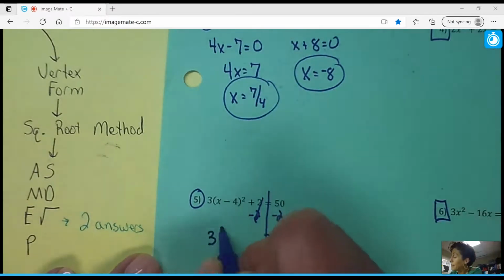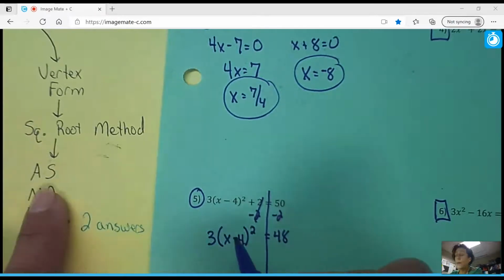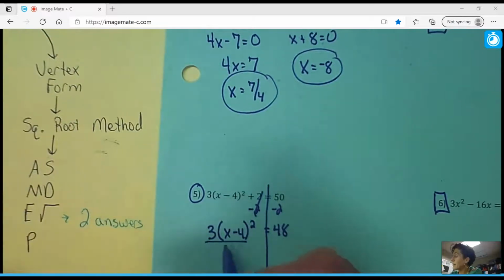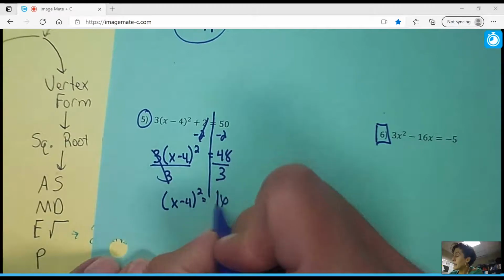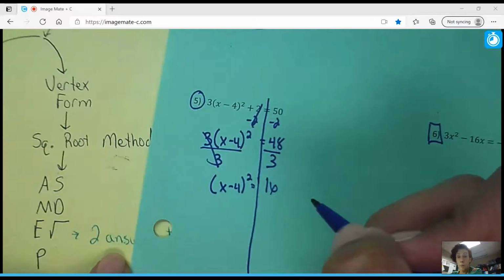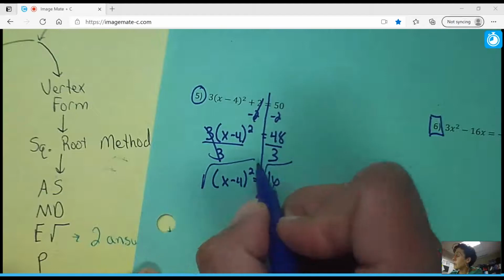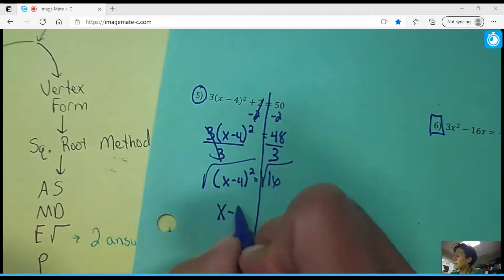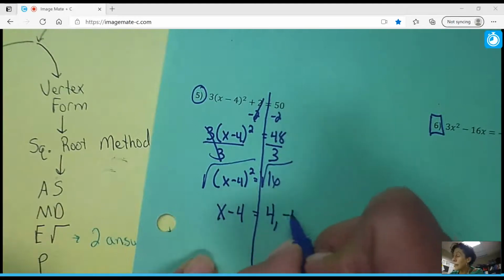And then I have the 3 with the rest. And this was 3 times x minus 4 squared, so I'll move that by multiplying by dividing. So I'm still left with x minus 4 squared here, and then 48 divided by 3 is 16. And now I'll get to my exponent, which remember that's where I'm going to get my two answers. So to get rid of the squared, I square root, the square root and the squared cancel out, so I'm left with x minus 4. And then the square root of 16 is 4, but it's also negative 4.